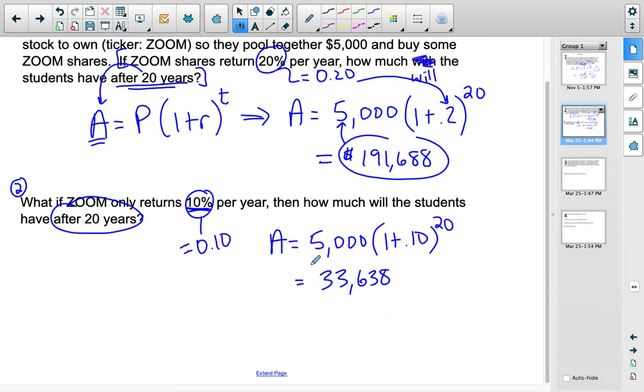33,638. Don't forget our units. So we can see, relative to our initial amount, you still make a lot, but look at the power of compounding 20% versus just 10%. So that again shows you the power of compounding at a higher rate.